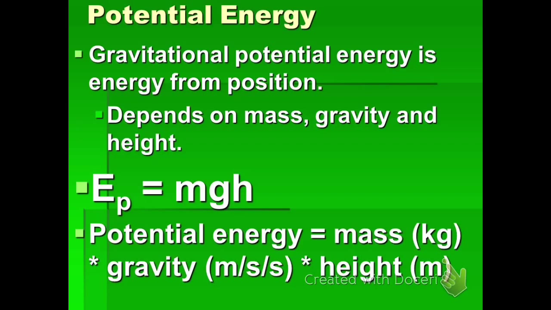All you need to do to calculate the potential energy of an object is measure its mass. You know gravity is 9.8 meters per second squared as long as you're on Earth, and measure the height off the ground. So a more massive object higher off the ground has greater potential energy.